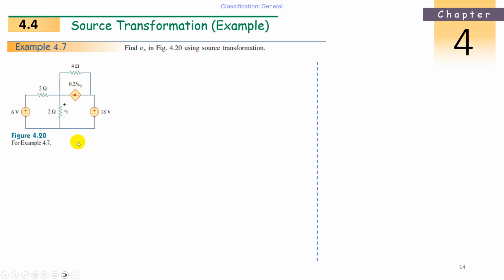Now, which type of dependent source? It is a current source basically, but it is dependent on Vx. Vx means voltage. So it is a voltage controlled current source. Now we have to solve this problem by finding Vx. Where is the Vx? At the 2 ohms, we have to find the voltage across the 2 ohms resistance, that is given as Vx. We have to find this. So how to do that? Let's see.